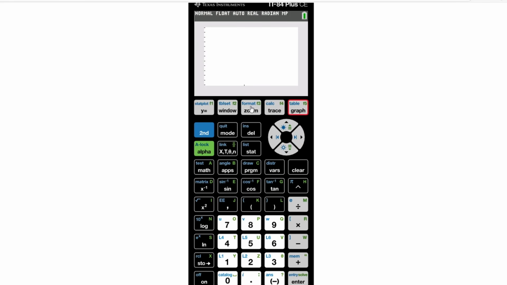And right now I don't see a graph because I didn't reset my zoom. So if I go Zoom and Fit, this will fit the zoom to my line. Or if I go Zoom and then Standard, here I've now zoomed out, and it turns out I didn't need to press Zoom Fit because I can already see my line.